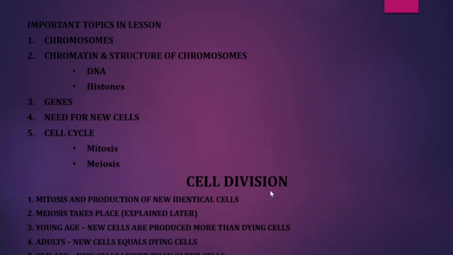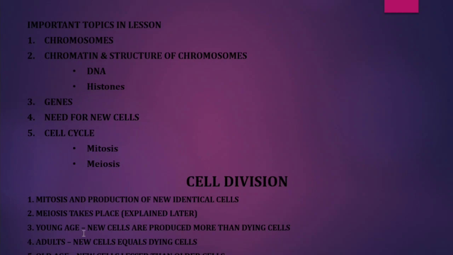Cell division is an important thing. It takes place in two ways. One is mitosis cell division, which helps in the production of new identical cells, and meiosis cell division takes place in the reproductive cells. The cell division is not similar for people of all ages.